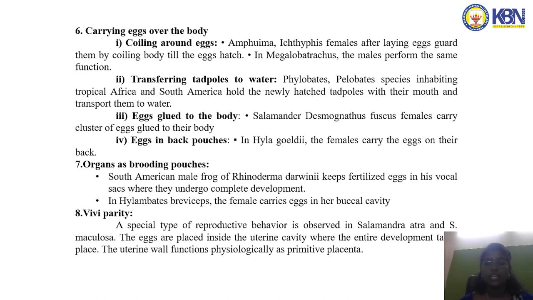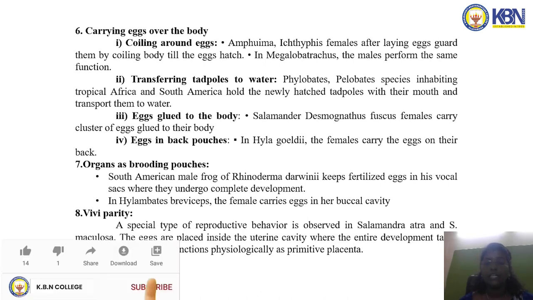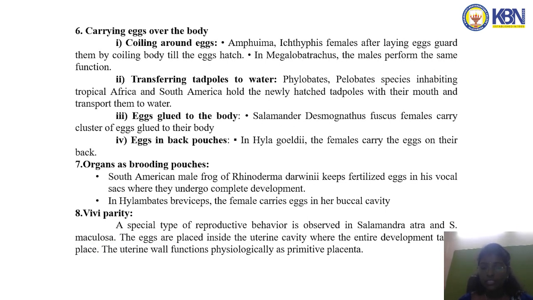Next, transferring tadpoles to water. Phyllobates and Dendrobates species inhabiting tropical Africa and South America hold the newly hatched tadpoles with their mouth and transport them to water. After hatching, the eggs give rise to small tadpoles, small little organisms. They hold the tadpoles to transport them to water.